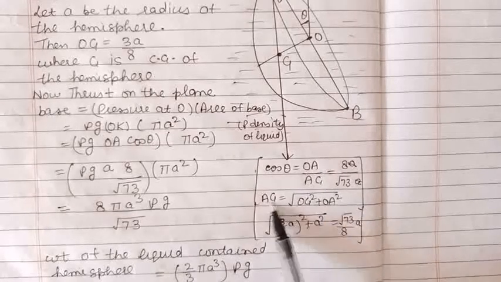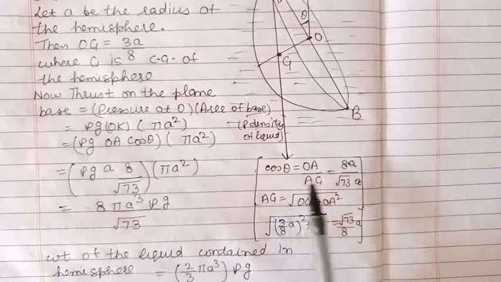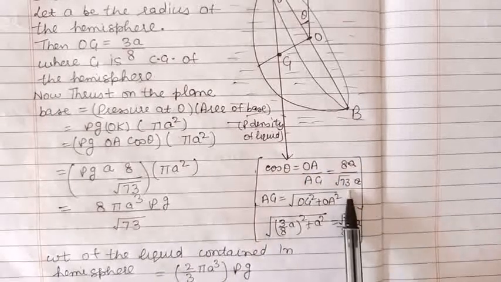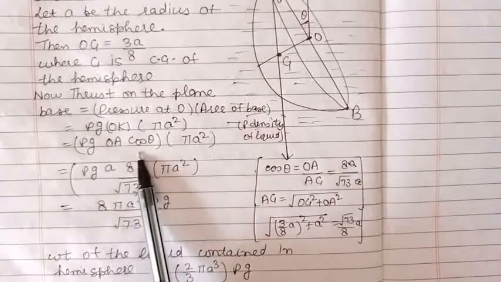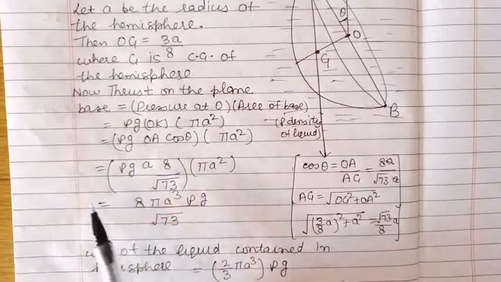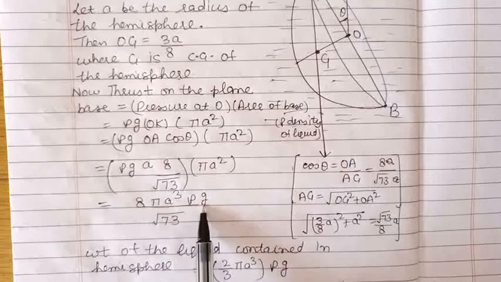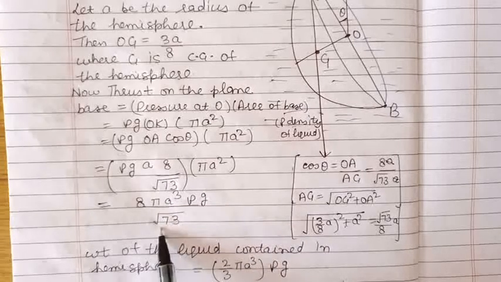Now we can put the value of AG here. So we have obtained the value of cos theta as 8 upon root 73. So we can substitute the value of cos theta here. So we have obtained thrust on the plane base given by 8 pi a cube rho g upon root 73.